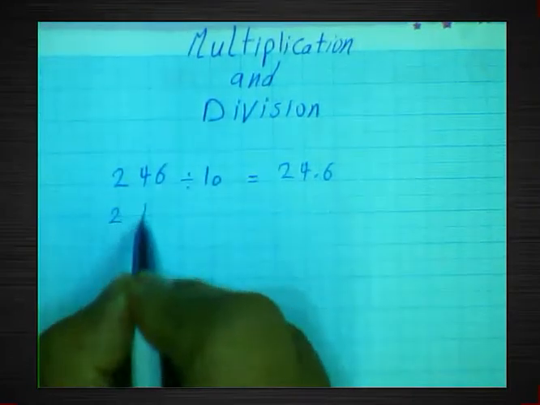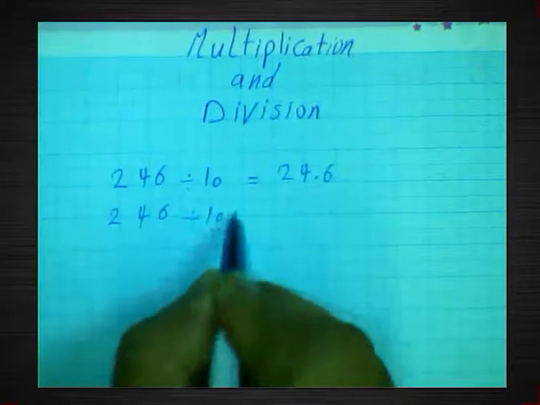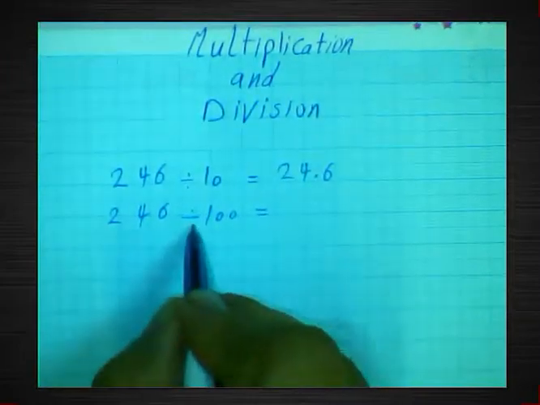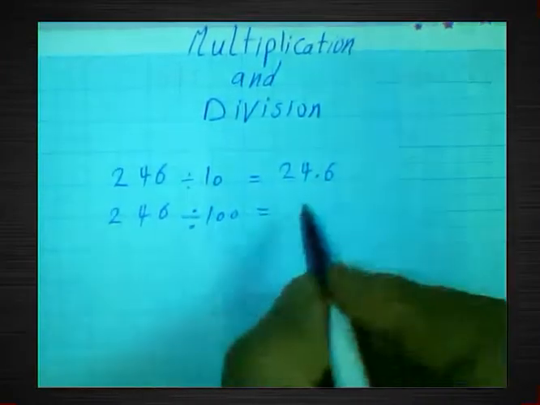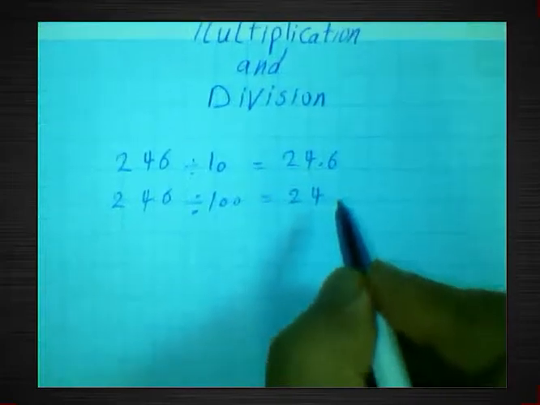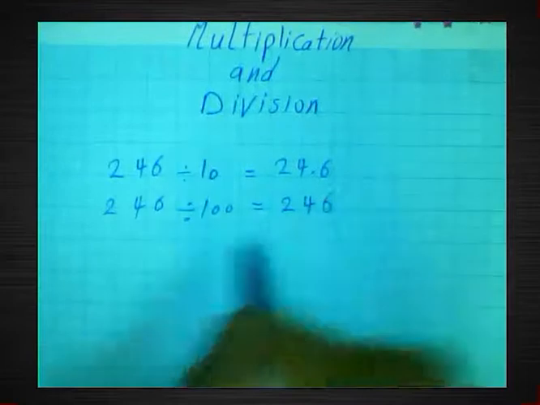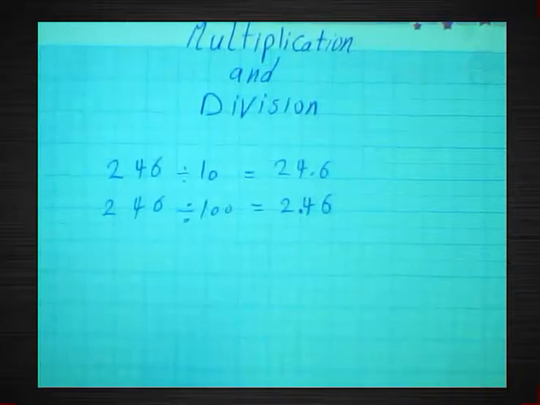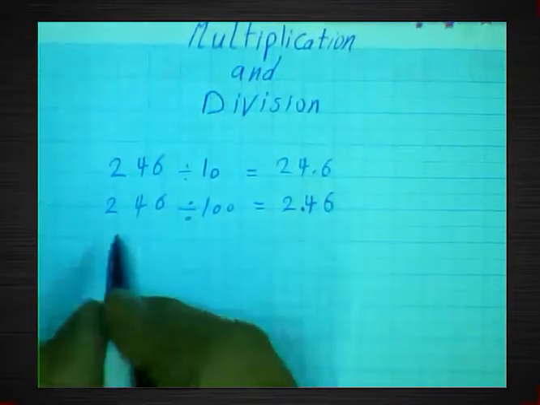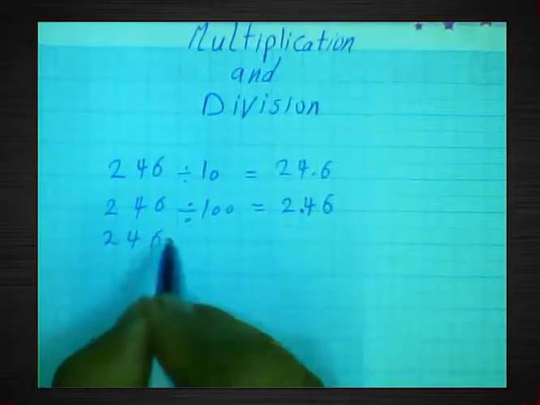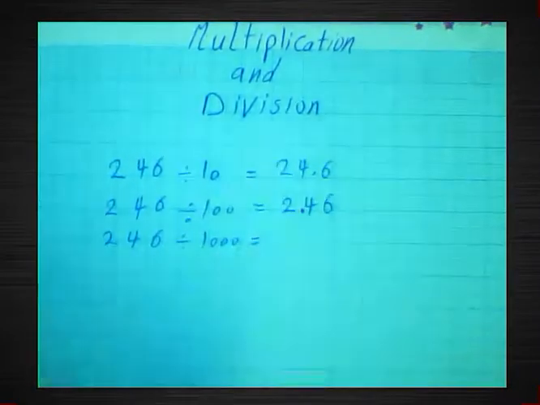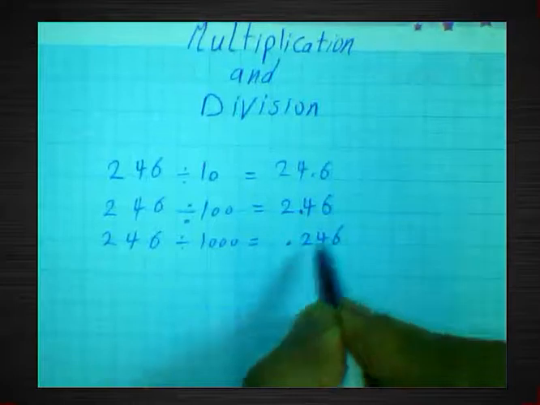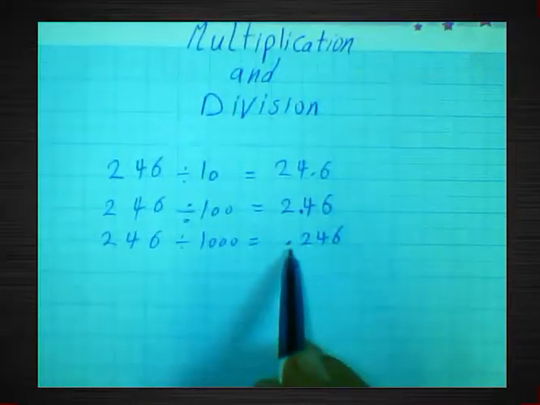And what if your teacher gives this example again but divided by 100? You must move the point to the left-hand side by 2 digits, because 100 has 2 zeros. So we will put the point in 246 after 2 digits, 1, 2, and put it here. The result will be 2.46. And what about the example 246 divided by 1000? We write 246 and move the point to the left-hand side, 1, 2, 3, point, and we write 0 here.